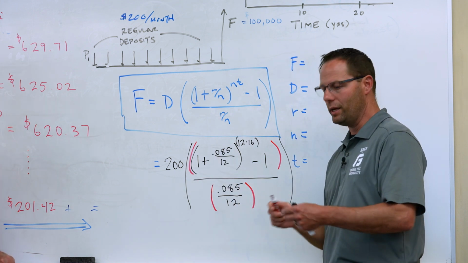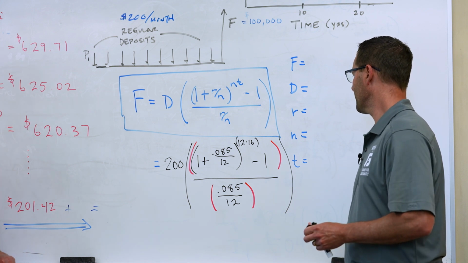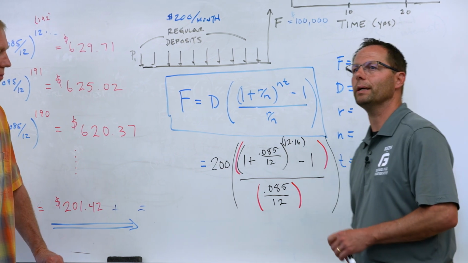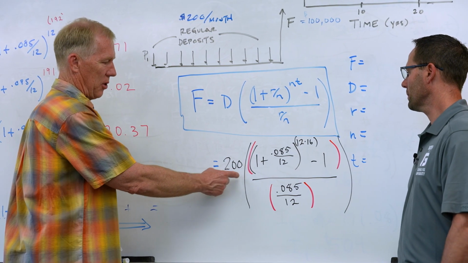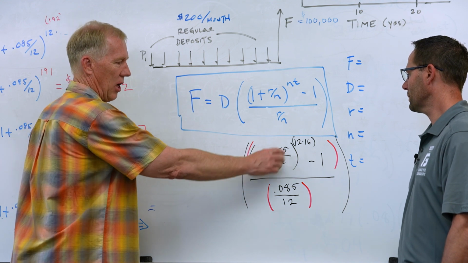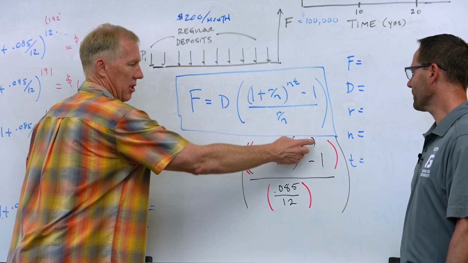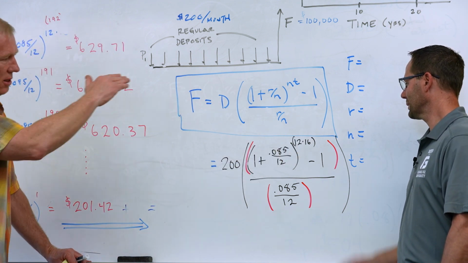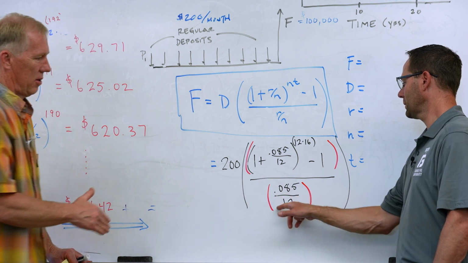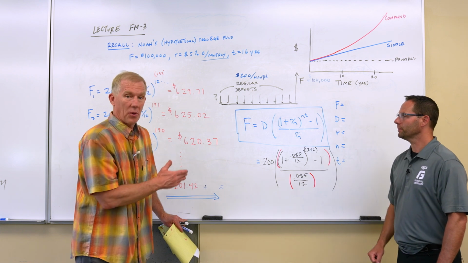We've practiced entering this into the calculator. Go back to the very first lecture if you need some help. But Pete, you would do this in one shot. I would type in the whole entire thing at once. Basically, 200 times parentheses, parentheses, parentheses, 1 plus 0.085 over 12, close parentheses, power, parentheses 12 times 16, minus 1. Close it, divide it, divided by 0.085 over 12, open it, close it, close it. One shot. If you need help with that, come see us.